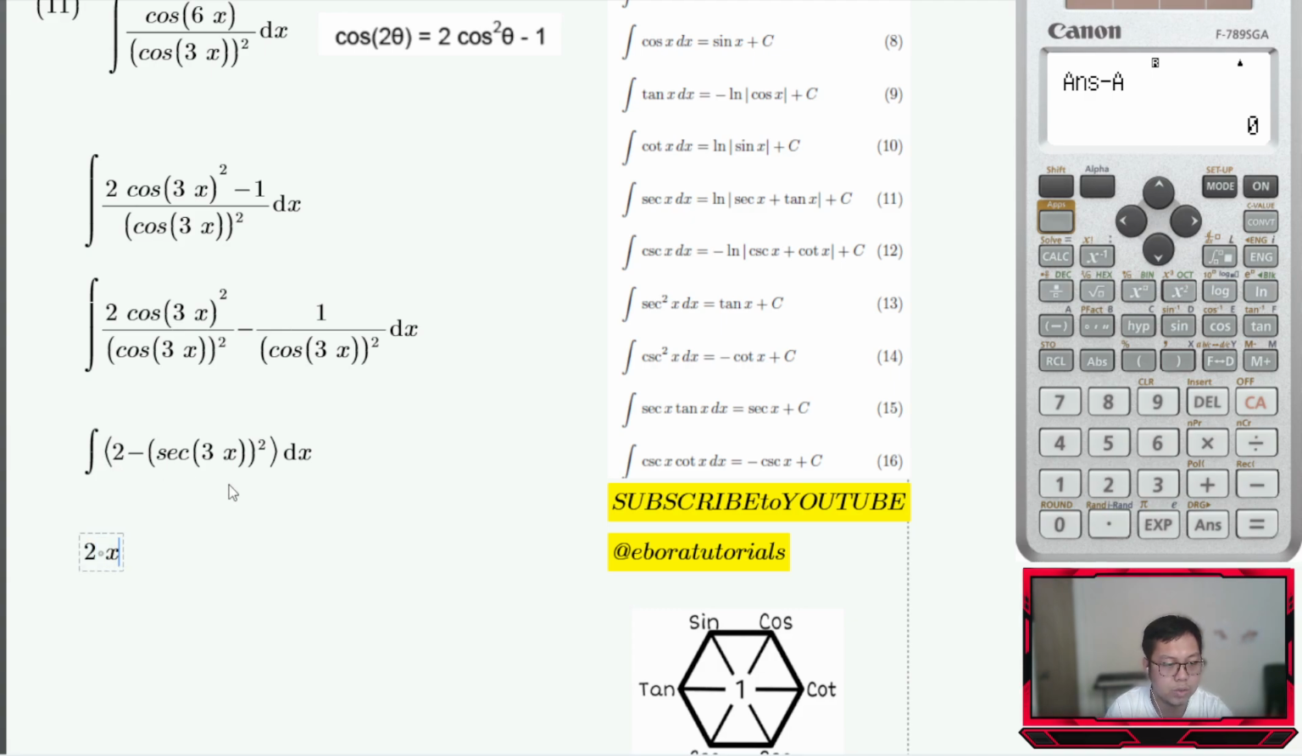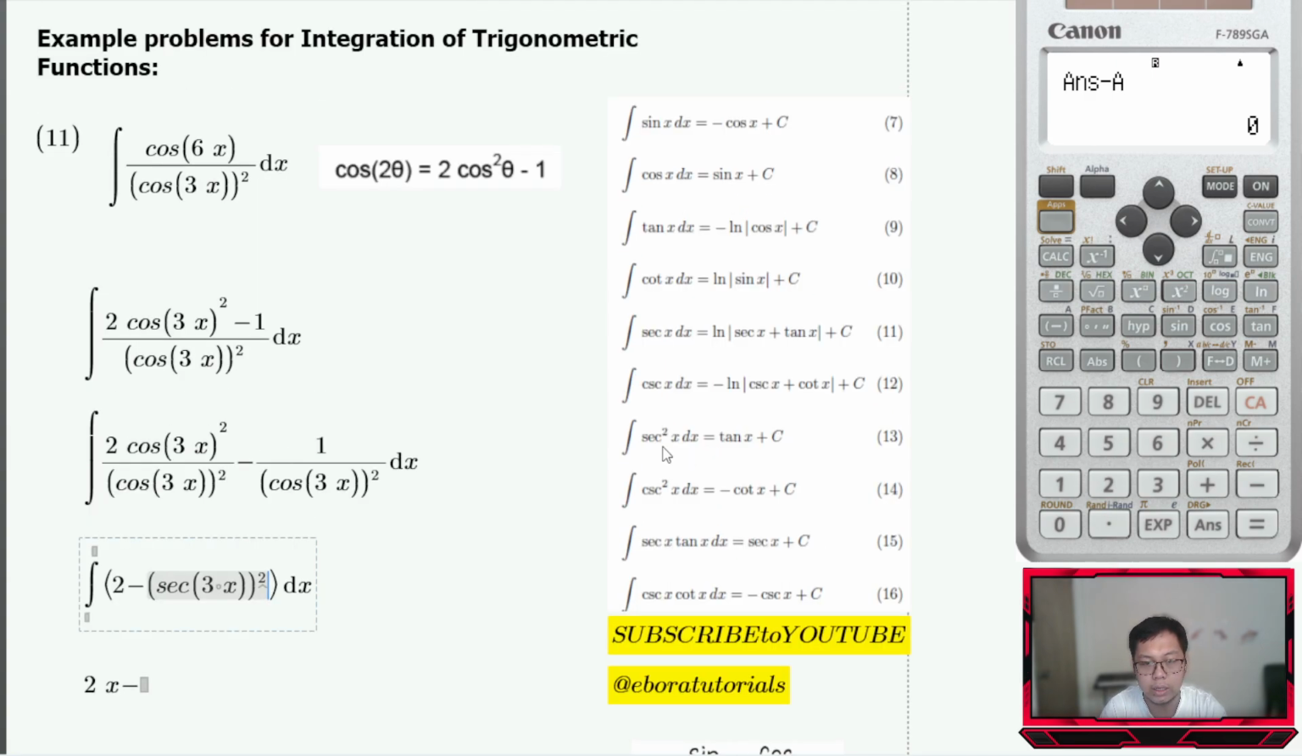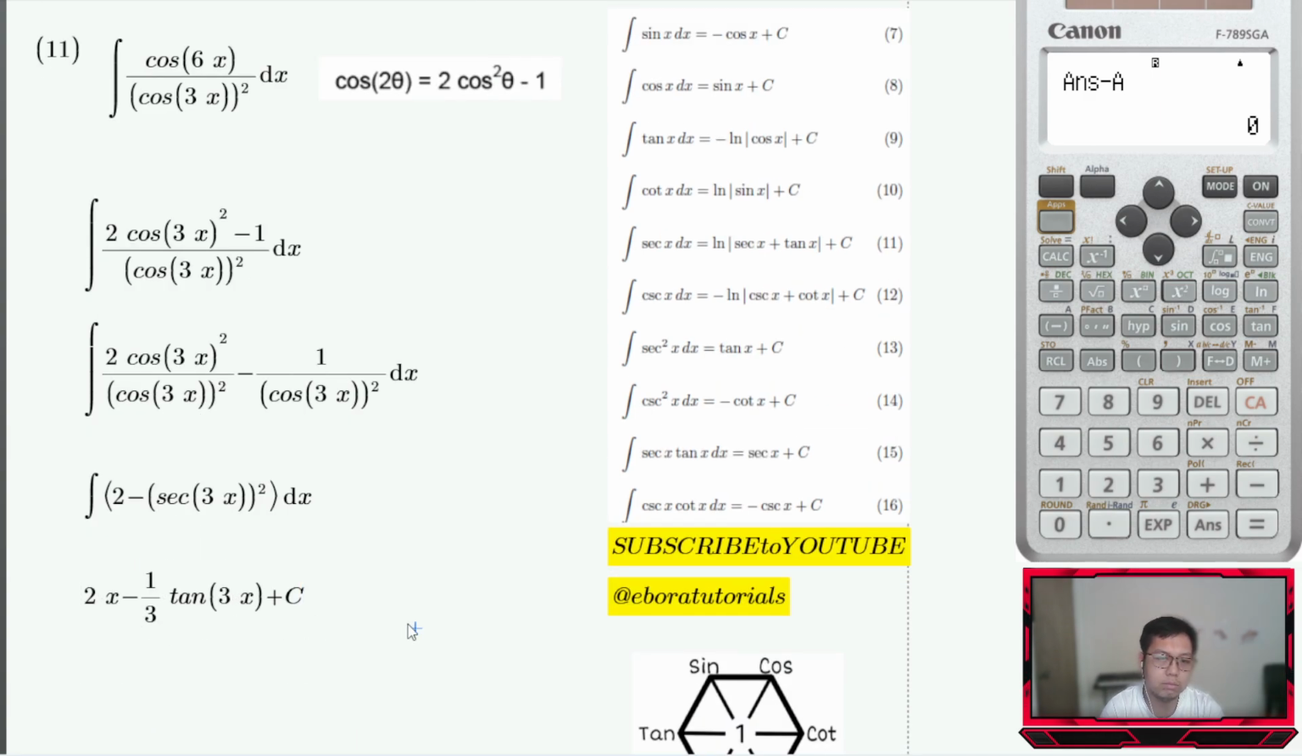So, integral of 2 is 2x minus integral of secant squared based on my answer here. That's actually tangent x. Oh, sorry. That's 3x pala. So, since 3x yan, this is tan 3x. So, we need to have a neutralizing factor na 1/3. Okay, so 1 over 3. Okay, and then plus c. So, I think that's it. Yeah, I think this is it.